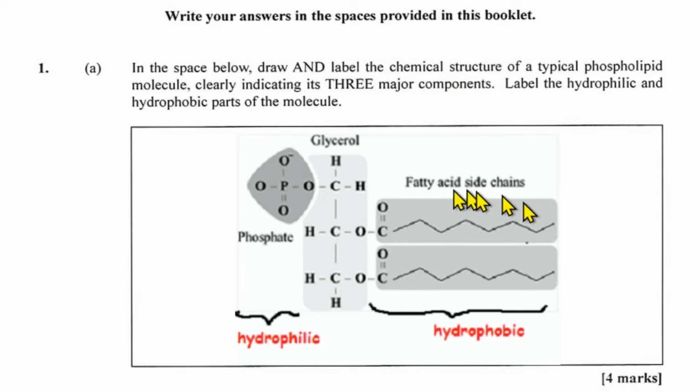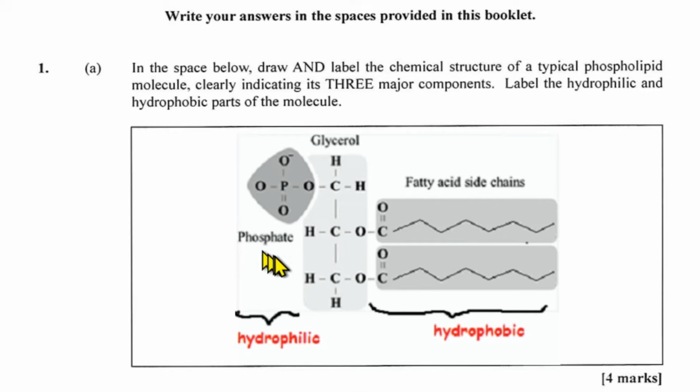Alright, so this is what your drawing will look like. And remember to say the chemical structure, so you're not going to draw just a little circle with two tails coming out, right? That would only probably give you one mark. So what you need to do here is put all the molecular structures here.